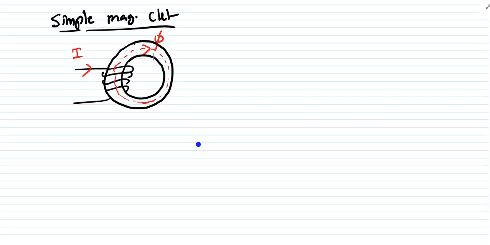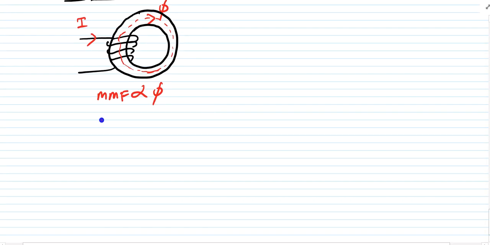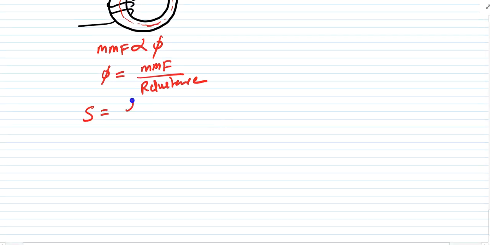Then, as we know, MMF is directly proportional to phi, isn't it? That is like in an electrical circuit, V is directly proportional to I. So that is what I am writing here. If you go through the analogy, it comes like this. Then phi I can also write as MMF by the reluctance, isn't it? And as we know, reluctance is nothing but L by mu A, and B is also mu into H.